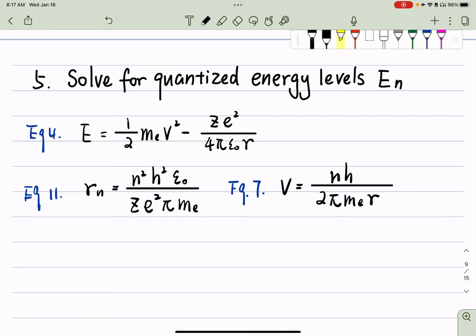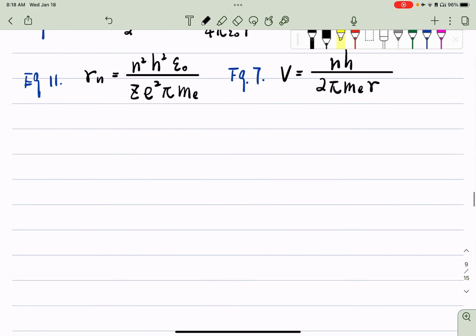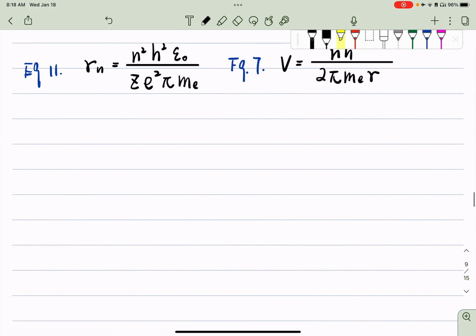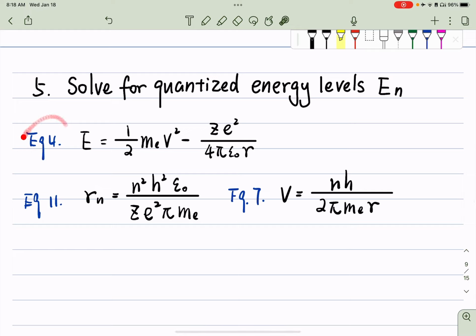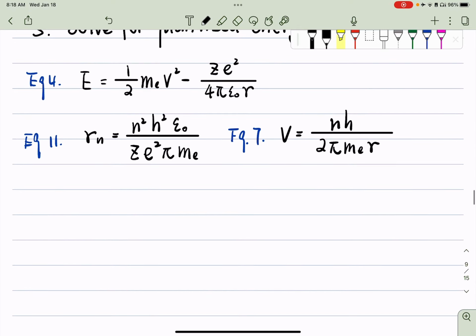Okay, so picking up from where we left off in my previous recording, we're continuing the derivation for the quantized energy levels using the Bohr model. Getting started, we already have our equation 4, equation 11, and equation 7 written down. Let's just do the derivation together.